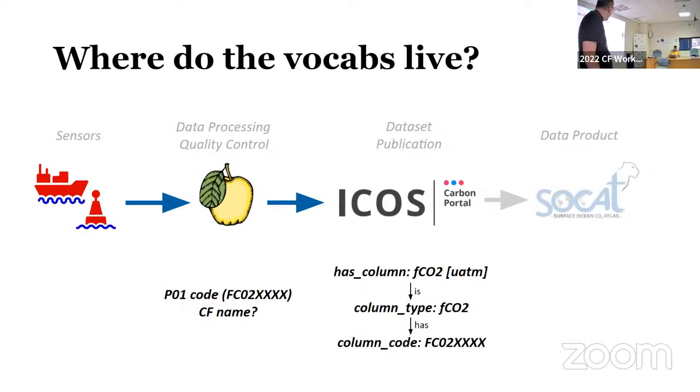And then there's this whole hierarchy of relationships. So it says, okay, this is a column type of FCO2 in general, and that column type has a column code, FCO2 XXXX. So this whole kind of hierarchy of how you get from the data to the code. So it's not NetCDF stuff, it's not all buried in the files yet, but it is there in the metadata.